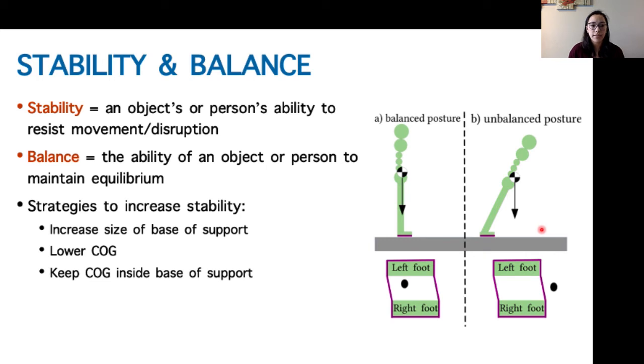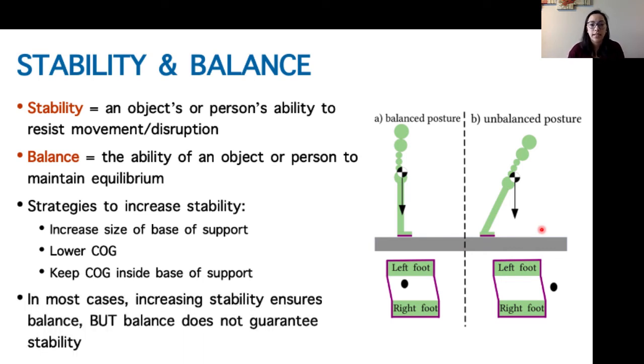Other strategies that we might use to increase stability are having practice and experience in performing a skill, and greater muscular control, which I think we talk about with the platform experiments later. I might be lying, I could be confused with a different class. But also confidence, which is more of an individual constraint. In most cases, when you increase a person's stability, that's going to ensure that they will be more balanced.